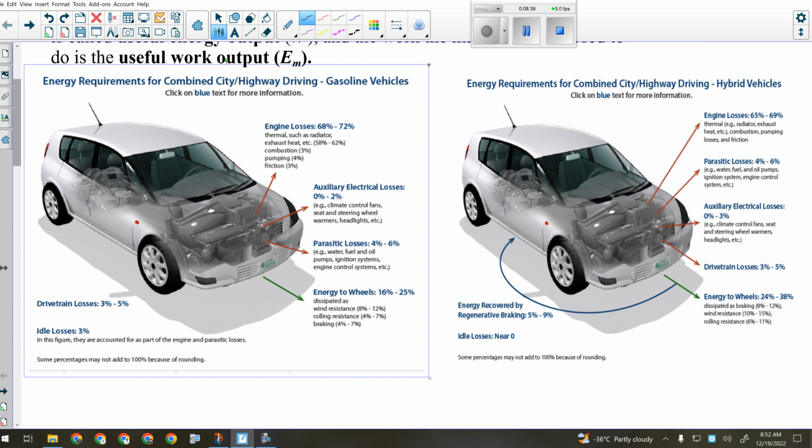Energy to the wheels, 16 to 25%. So in an average gasoline-powered vehicle, only 16 to 25%. If you're on the higher end of that, you might get 1/4 of the energy in your gasoline actually powering the car forward. That means you put $100 worth of gas in your car, only 25% of it actually does anything good, actually powers the car forwards. That's how inefficient it can be.